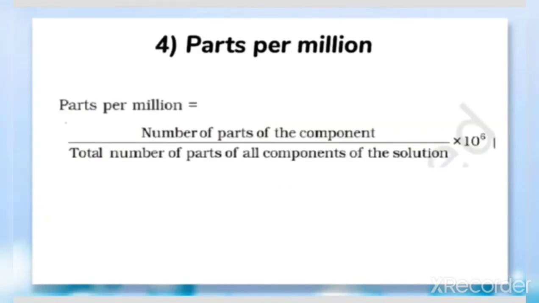Next is parts per million. That is equal to the number of parts of that component divided by the total number of parts of all the components of the solution, multiplied by 10 raised to power 6. This is used to find the concentration when the solute is present in trace quantities, and it is convenient to express the concentration in terms of parts per million. In short, we can write it as ppm.